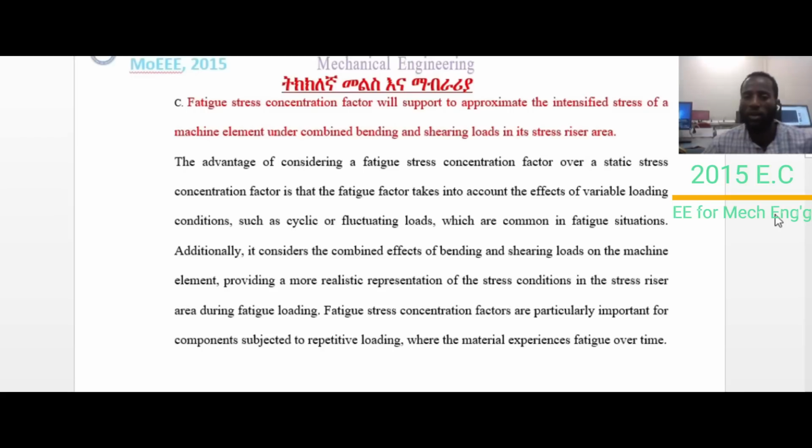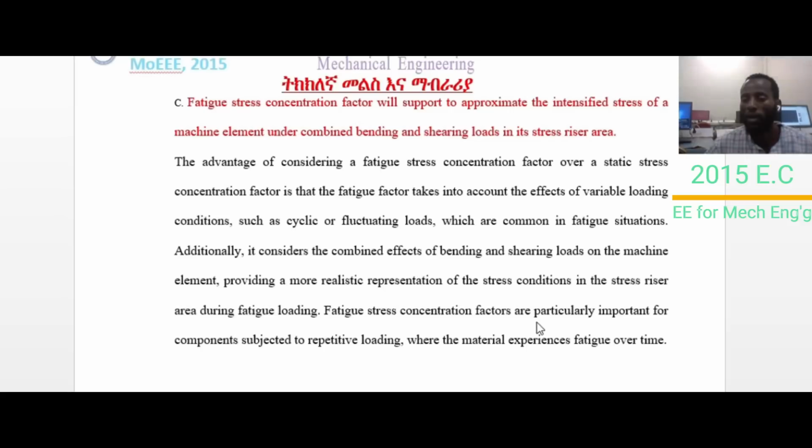Here, the correct answer for this choice is the concept or the idea at choice C, fatigue stress concentration factor will support to approximate the intensified stress of a machine element under combined bending and shearing loads in its stress riser area. This is the reason why we give high concentration on fatigue stress concentration factor. So the advantage of considering the fatigue stress concentration factor over the static stress concentration factor is that the fatigue factor takes into account the effect of variable loading conditions such as cyclic or fluctuating load, which are common in fatigue situations. And additionally, it considers the combined effect of bending and shearing load on the machine element, providing a more realistic representation of the stress concentration in the stress riser area during fatigue loading.